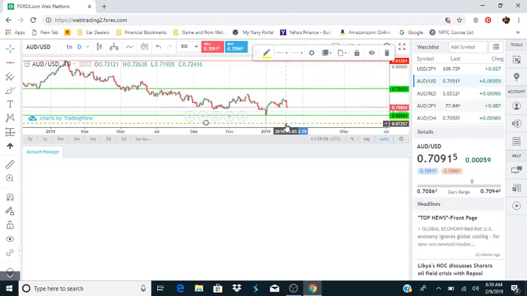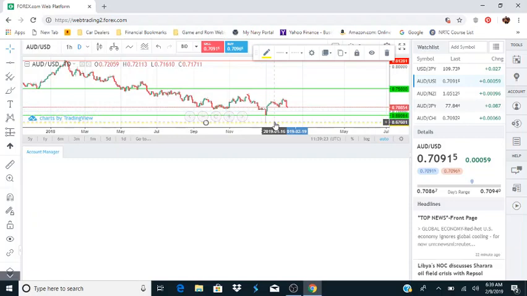So pretty much what you've learned today is how to trade at the very highs, which would be a sell, or trade at the very lows, which is right here or right there, and then that would be a buy.